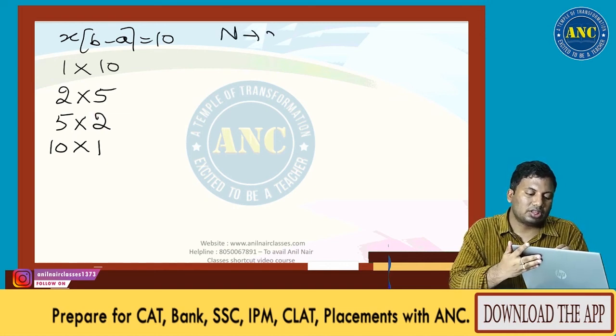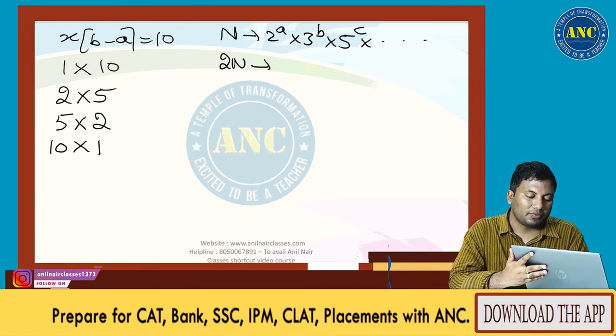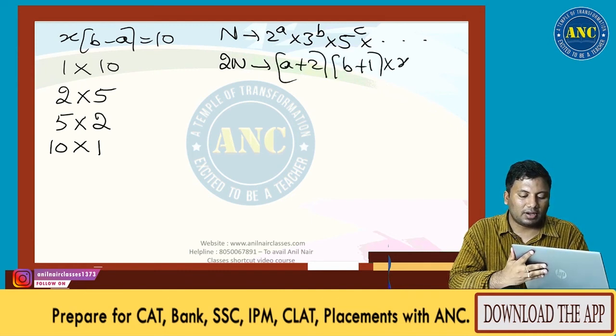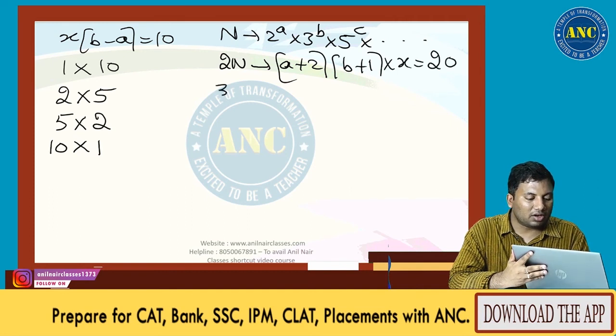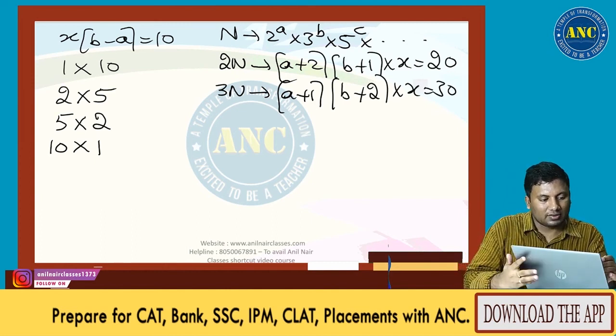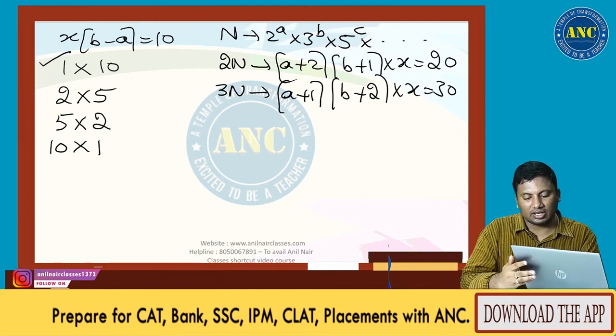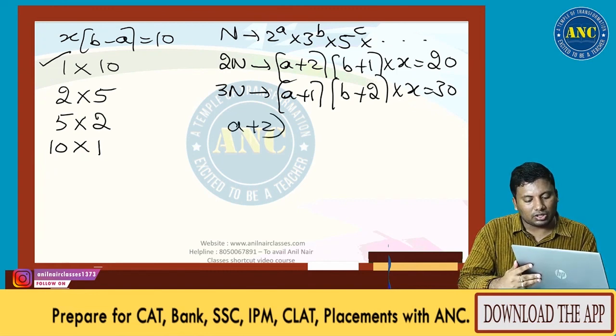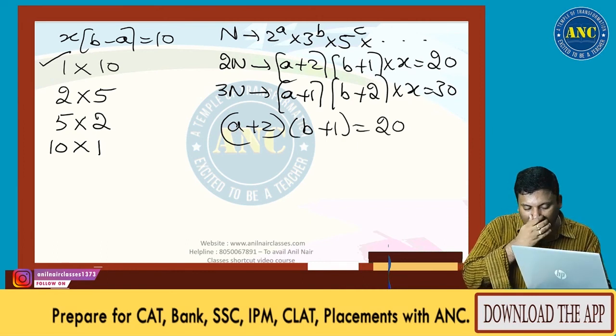So n is nothing but 2 power a into 3 power b into 5 power c and so on. For 2n, how much did we get? (a plus 2) into (b plus 1) into x equivalent to 20. For 3n, (a plus 1) into (b plus 2) into x, we got it as 30. If I take this case, x is 1, b minus a is 10. If x is 1, (a plus 2) into (b plus 1) is 20.